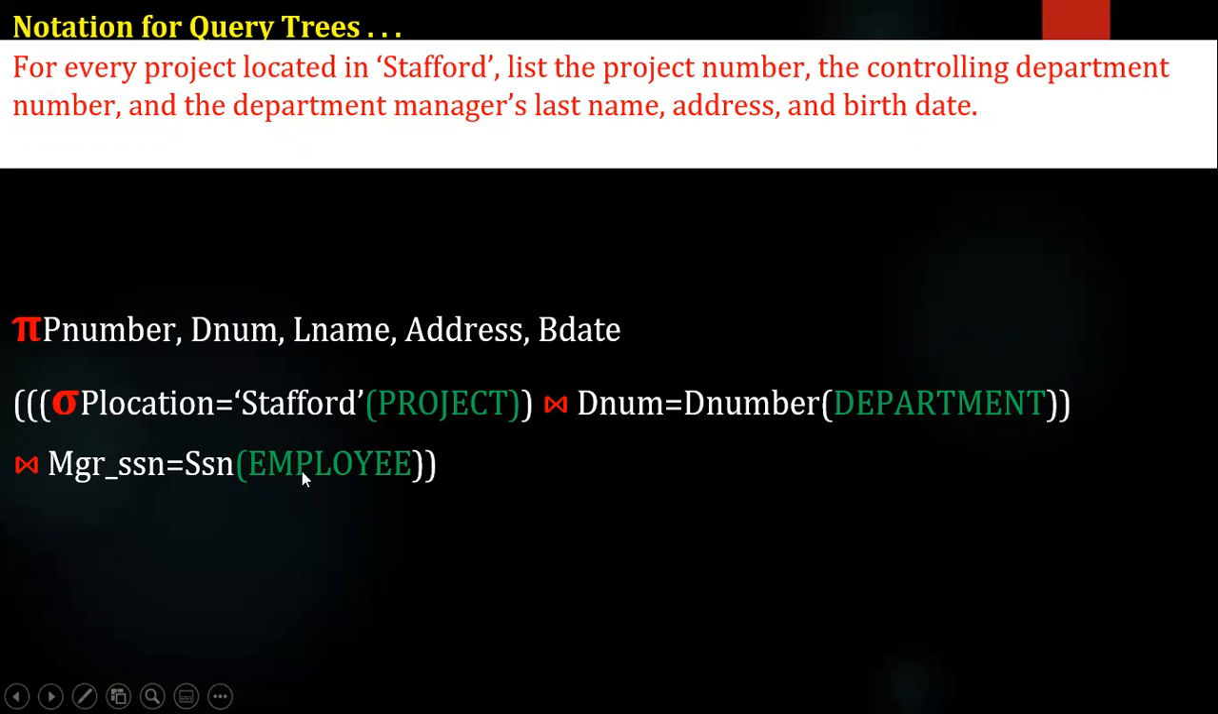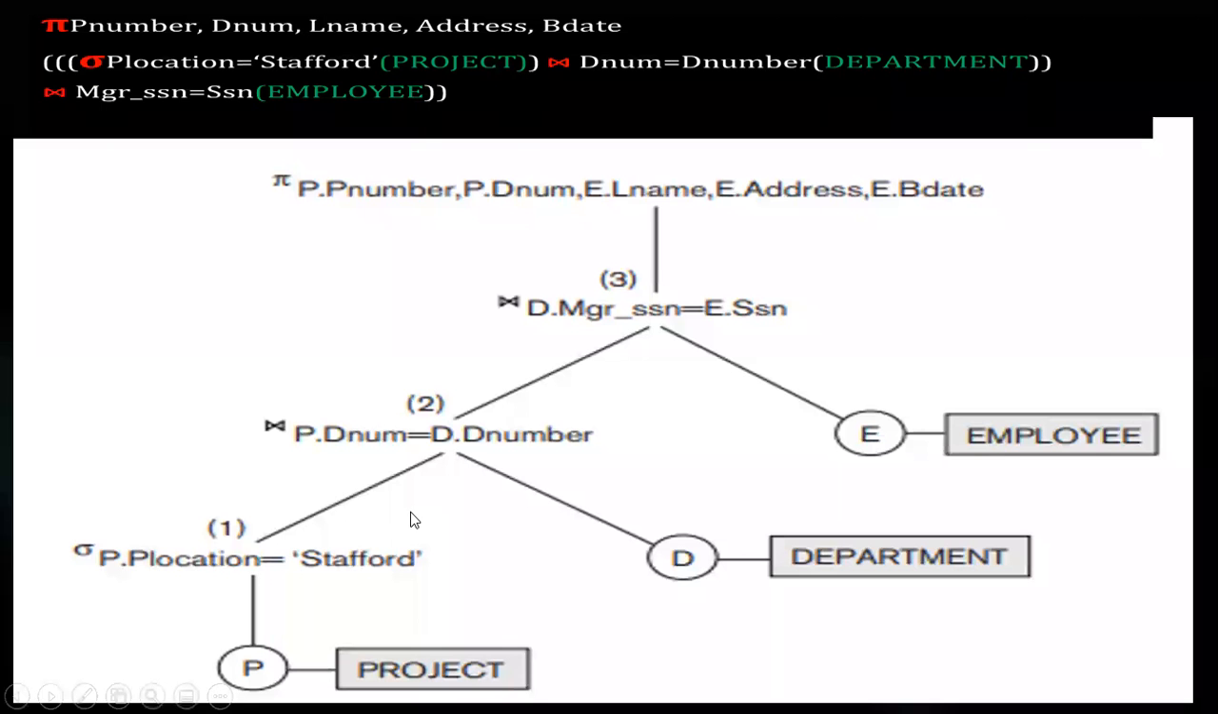So now here, if you see the relational algebra expression, the participating relations are project, department, and employee. So these three represent the leaf nodes. Internal nodes are represented using the expressions selection with condition P location equal to Stafford, then joining with the help of D number equal to D number, another join using MGR SSN equal to SSN. So these are the three operations. They should be specified in the intermediate nodes, and the final result of selection will be done at the root node.